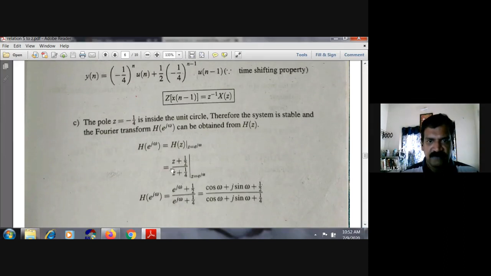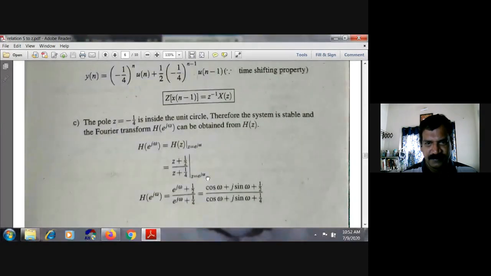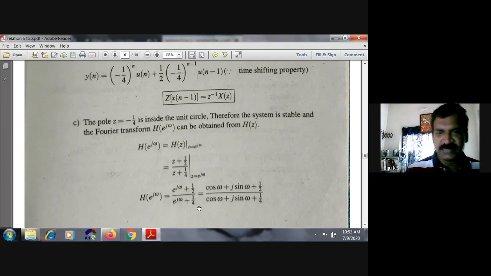Z plus half by Z plus 1 by 4, where you substitute Z is equal to e raised to j omega. In terms of the Fourier transform, our aim is to find the frequency response. So H of e raised to j omega is obtained by substituting z equal to e raised to j omega: e raised to j omega plus half by e raised to j omega plus 1 by 4.